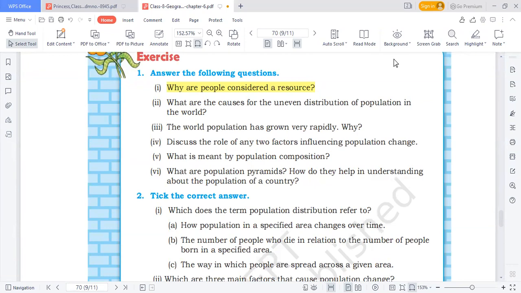Next, fourth question, discuss the role of any two factors which influence population change: birth rate, death rate, migration. Birth rate, death rate, migration. Yes, Manasvi? Their meanings, all the three.